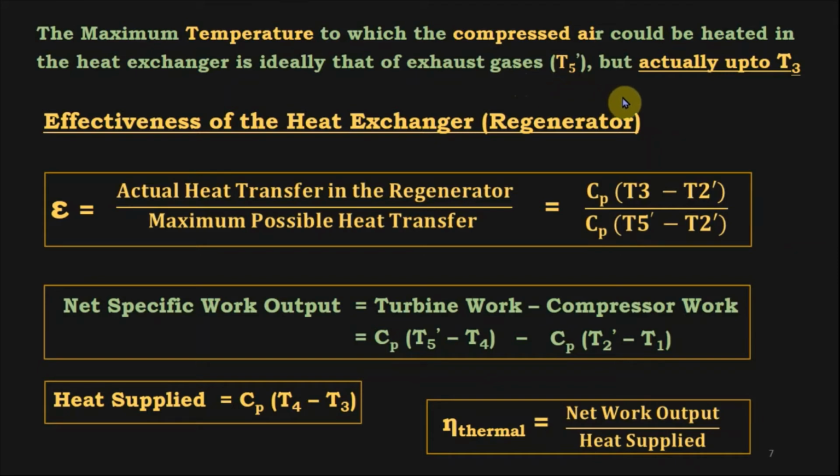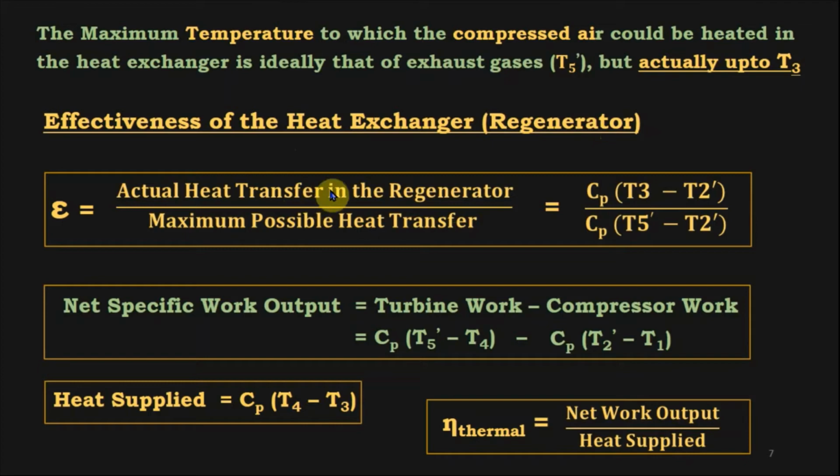But actually we could manage it up to a temperature below that, below T5 dash, let us say T3. So we introduce a term, effectiveness of heat exchanger or regenerator. Here, effectiveness of a heat exchanger is defined as the ratio of actual heat transfer to the maximum possible heat transfer. Here the heat exchanger is our regenerator.